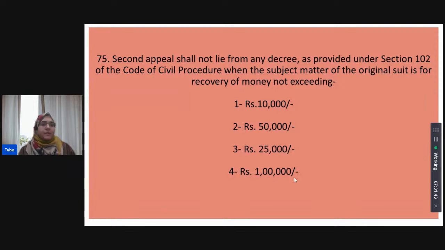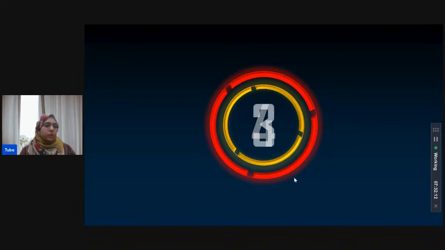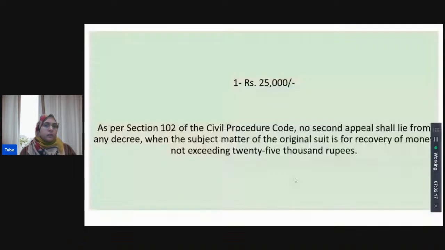Question 75. Second appeal shall not lie from any decree as provided under section 102 of CPC when the subject matter of the original suit is for recovery of money not exceeding which of the following amounts? Is it rupees 10,000, rupees 50,000, rupees 25,000, or rupees 1 lakh? What should be the correct option here? Yash thinks it's 25,000. I'm starting your timer. Come on, Aditya, Shakteja. It is 25,000. Aditya is correct.